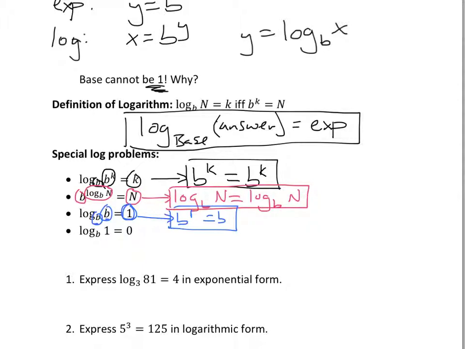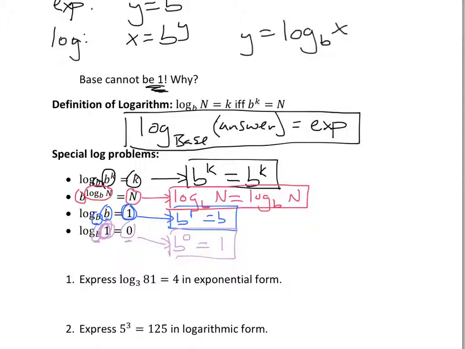And the last problem here, it doesn't matter what your base is. If you have log to some base of 1, the answer is always going to be 0. And I'll show you why. Convert it to an exponential: base, answer equals exponent. Anything to the 0 power equals 1. Doesn't matter what it is, anything to the 0 power equals 1. So if your 1 is over here in a logarithmic function, the answer is always going to be 0.